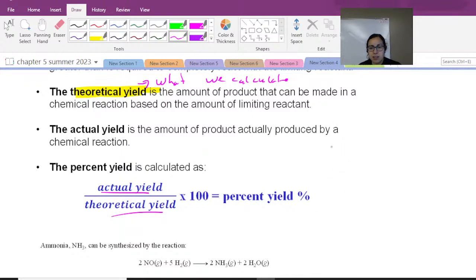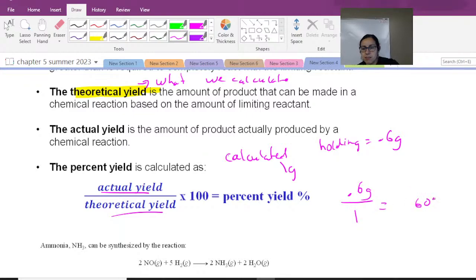And so we calculate that. Let's say we calculated, and this is obviously really easy numbers, 1 gram, but we're only holding in our hand 0.6 or whatever. And we calculate our yield. So then we can say we had a 60% yield, which isn't too good if this was an organic reaction. If this was a metal reaction, that would probably be on par. Those tend to be like 50% yields.